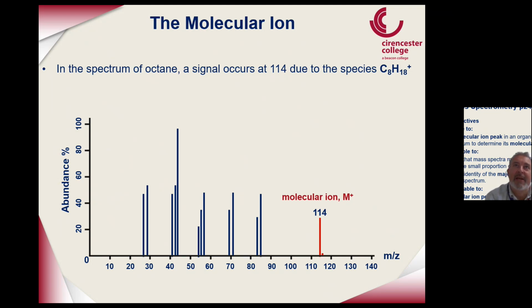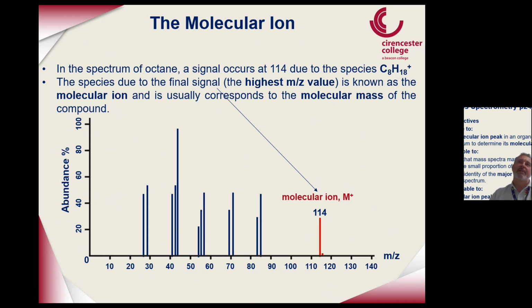Now, octane, it could be straight chain or it could be branched. It can't be a ring. If it was a ring, it would be H16. If it had a double bond, it would be H16. It hasn't got any other elements in it, so that's the only possibility it could be. So it's going to be a straight chain, or it's going to be a branched chain of octane, and then we'll be able to analyze it a bit further. In fact, it says it's octane, it doesn't specify whether it's branched or not. So the final signal is due to the highest m/z value. It's known as the molecular ion, and it is the mass of the compound.